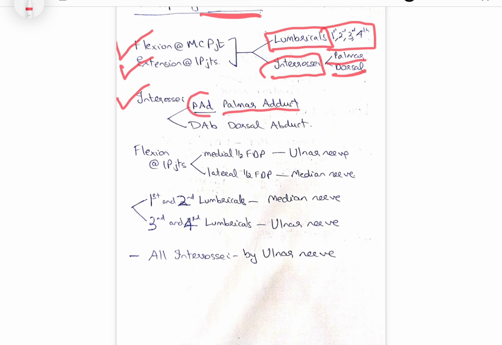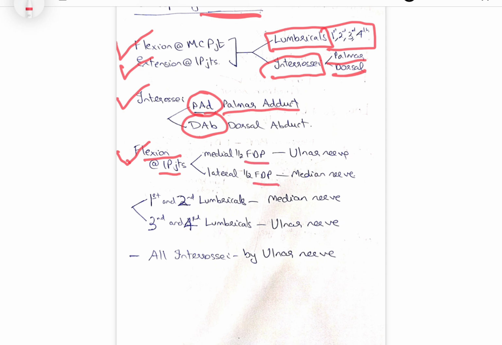Now the primary function of interossei: palmar interossei adduct and dorsal interossei abduct. We know this with the key mnemonic PAD and DAB. Palmar adduct, dorsal abduct. That is the primary function of interossei. Now the function of flexion at IP joint. The flexion at IP joint is by long flexors, by the FDP.